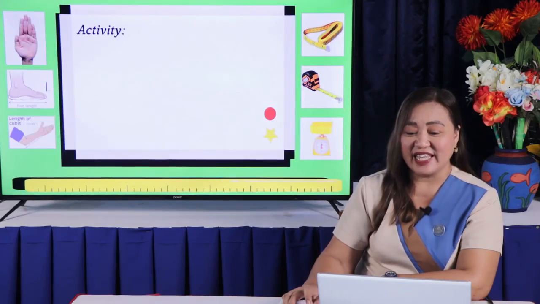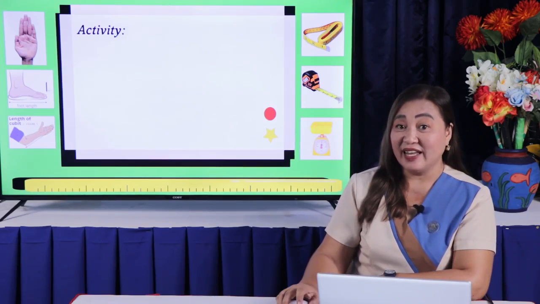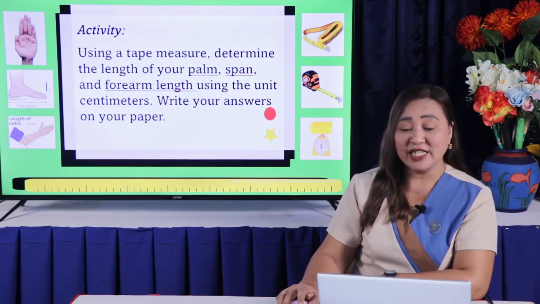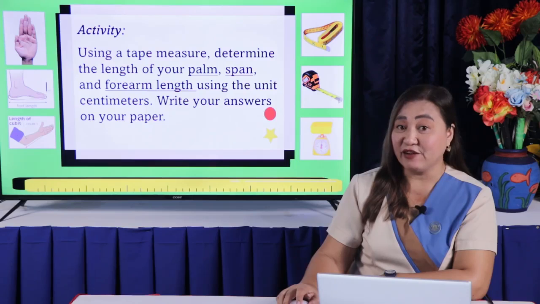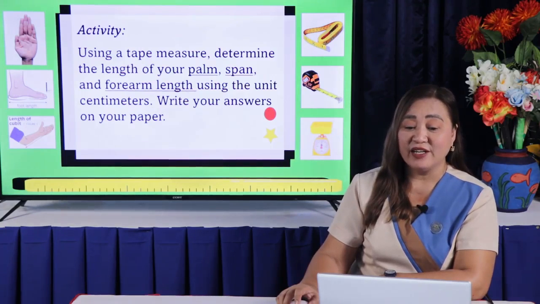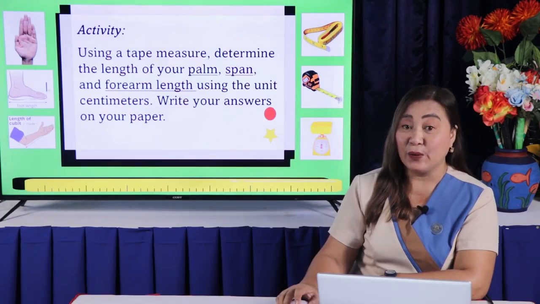So now, let us have an activity to apply what we have just learned. Using a tape measure, determine the length of your palm, span, and forearm length using the unit centimeters. Write your answers on your paper.